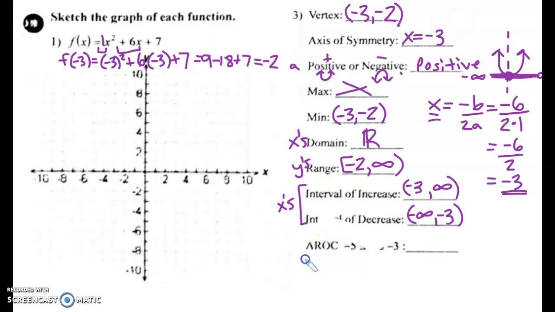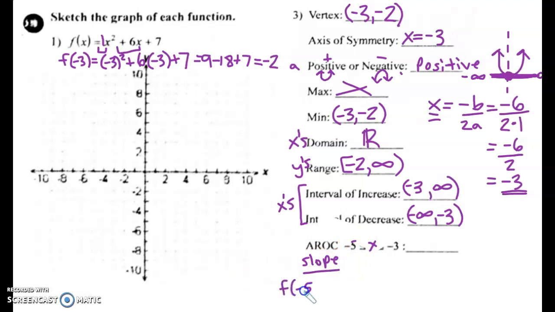Okay. Last but not least, AROC. That means average rate of change. Remember, this is just a fancy schmancy name for slope. Okay, so we want to figure out the slope between x equals -5, and note there was an x there, I accidentally erased it, and x equals -3. So that means we need to figure out the point with an x value of -5 and the point with an x value of -3. So I'm going to need to plug this into the original function to figure out what is the y value that matches -5. Okay, so here I go. I'm going to plug it in down here.